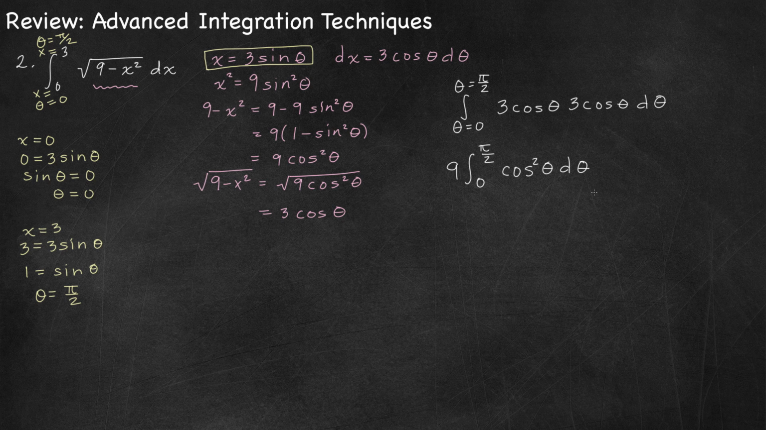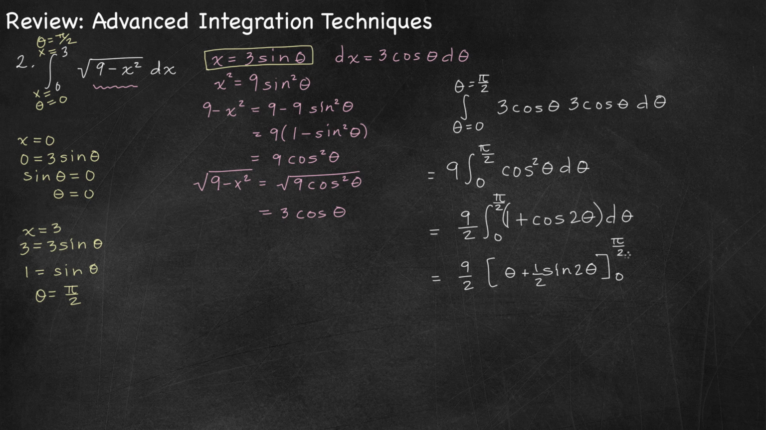In order to integrate cosine squared theta, we're going to use the power reducing formula. Cosine squared theta equals 1 plus the cosine of 2 theta all over 2. The all over 2 I'm going to bring outside and make it 9 over 2. We're integrating from 0 to pi over 2 with respect to theta. Okay, and then this integral becomes theta plus, the derivative of sine is cosine, so sine 2 theta, and then we have to divide by 2 to compensate for our u-substitution. I just kind of did the u-substitution in my head there. From 0 to pi over 2.